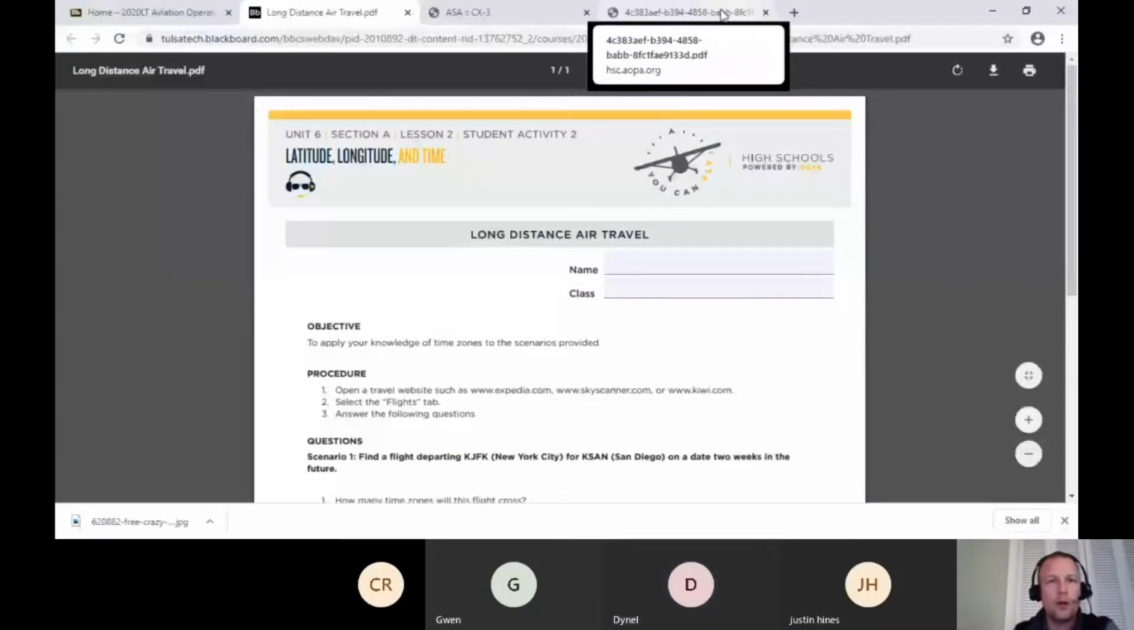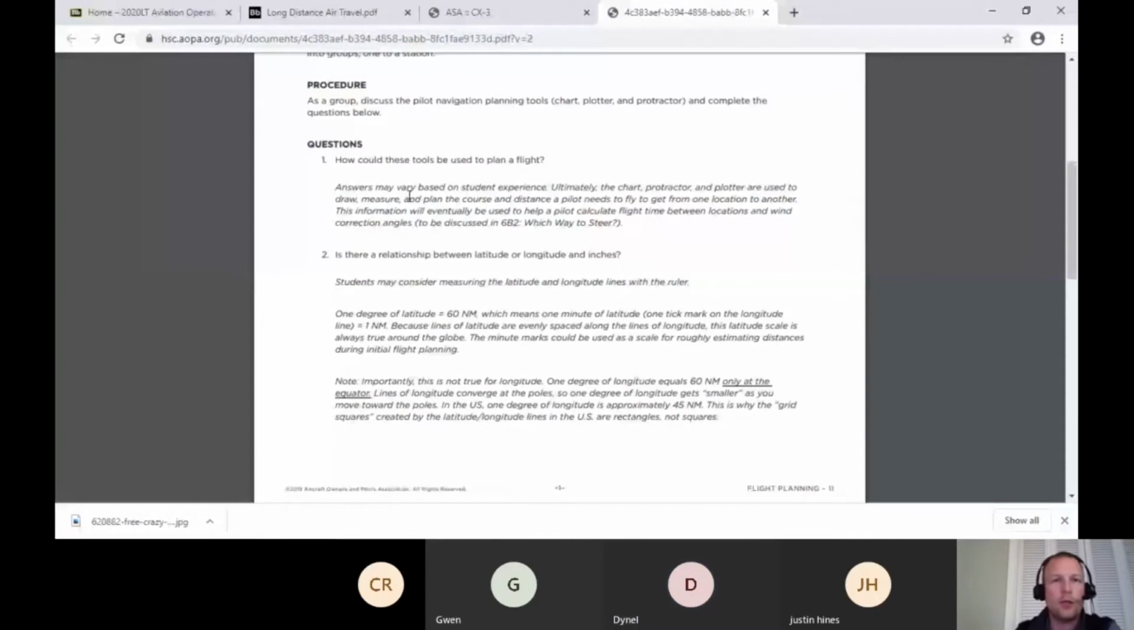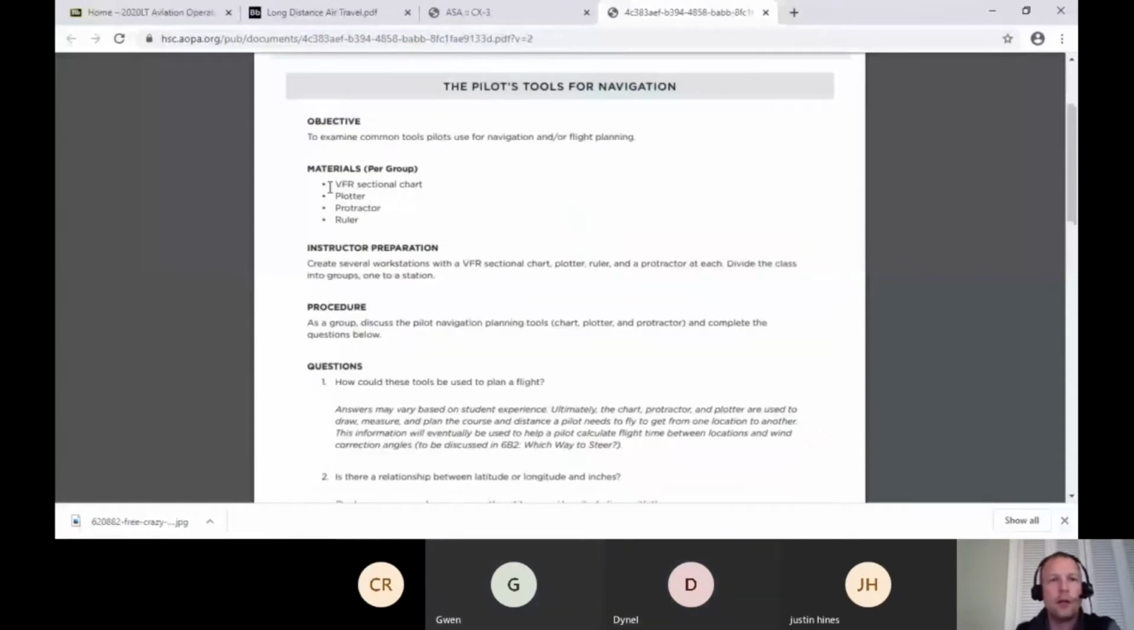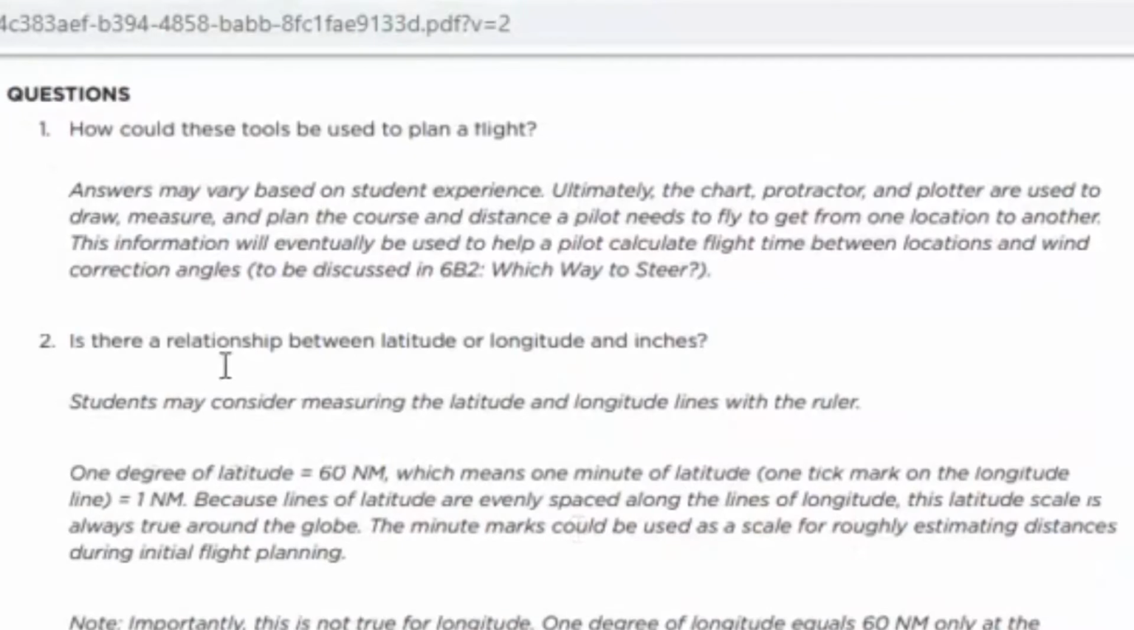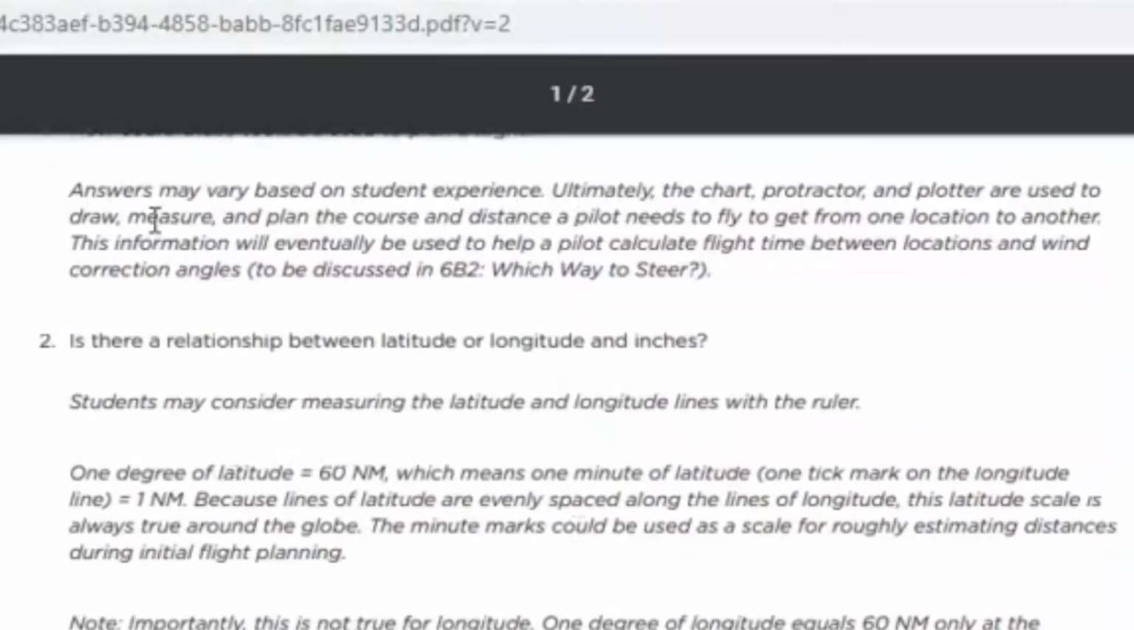The questions on Tuesday's assignment were really focused on the different types of materials you would use to plan a trip. You had your VFR sectional chart, the map. If you had a plotter or a protractor and a ruler, the question was, how do you use these tools to plan a flight? I'm going to go through the answers before we start looking at that process today. You're going to use the chart and the plotter to draw and measure the course that you're going to fly from one location to another.